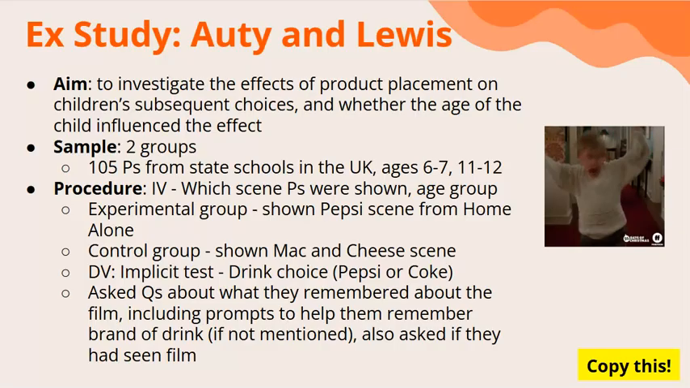The DV was an implicit test. So they actually made a choice. They showed them the film clip, and then they brought them in, and then they said, we're going to interview you, but first go ahead and grab a drink. And then there were two small cans of Coke and two small cans of Pepsi, and the kids made a choice.